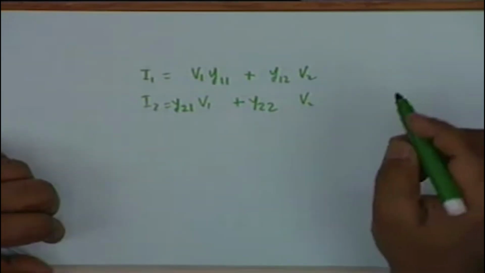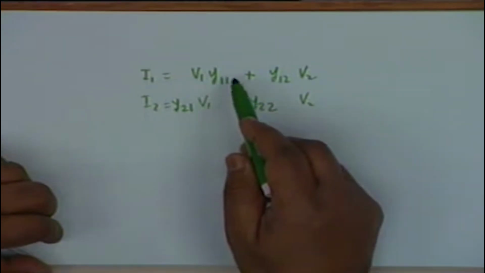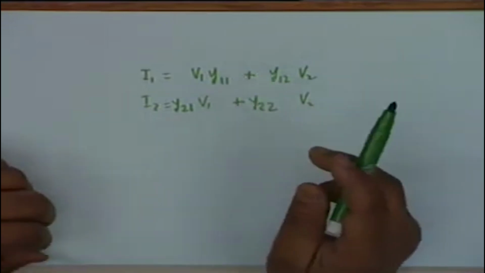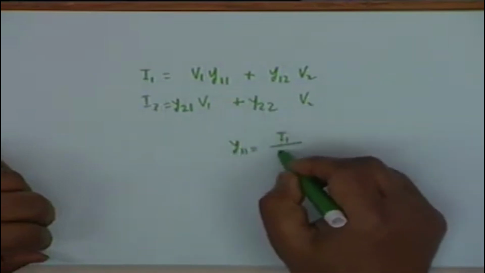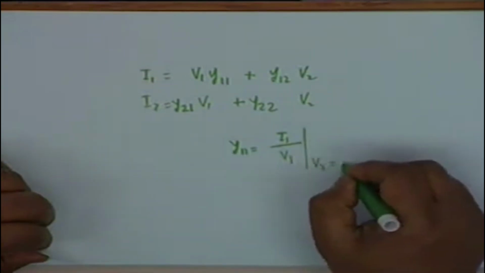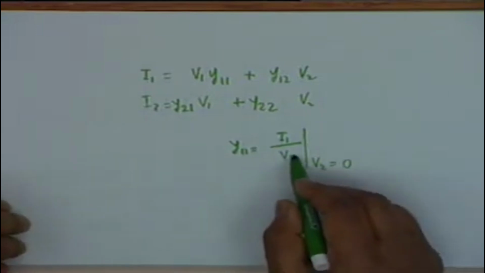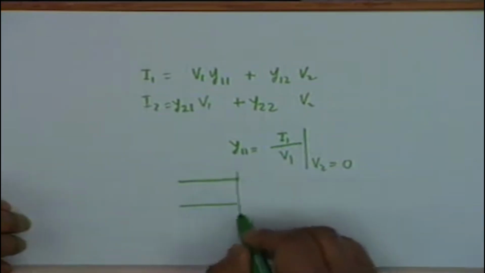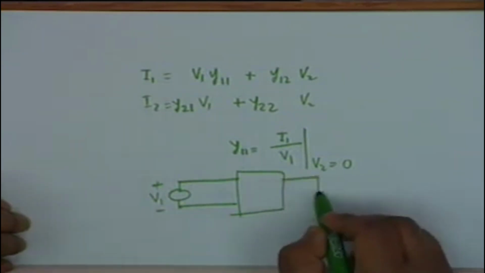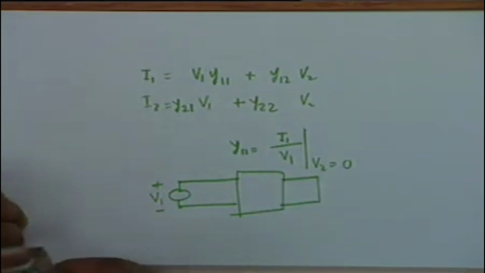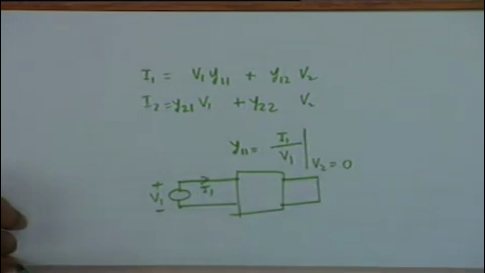The dimensions have to be admittances, and you see that the coefficient of V1 is simply the driving point admittance at port number 1. Y11, for example, you can see that this is I1 by V1 under the condition V2 equal to 0. In other words, what you do is you apply a voltage generator V1 at terminal 1, then you short circuit terminal 2, V2 equal to 0, and measure this current I1.